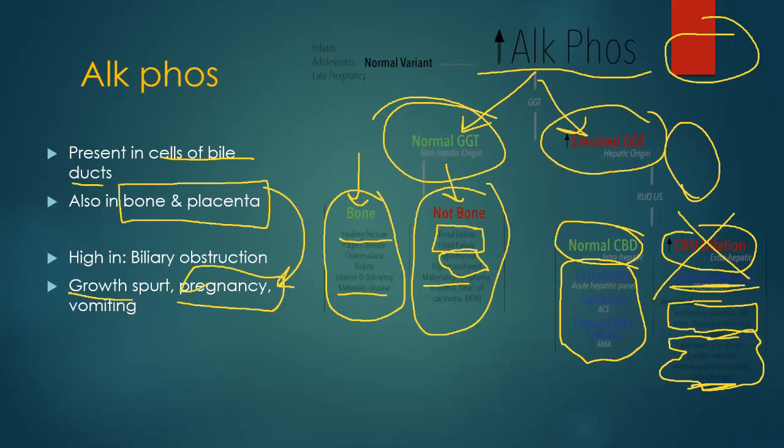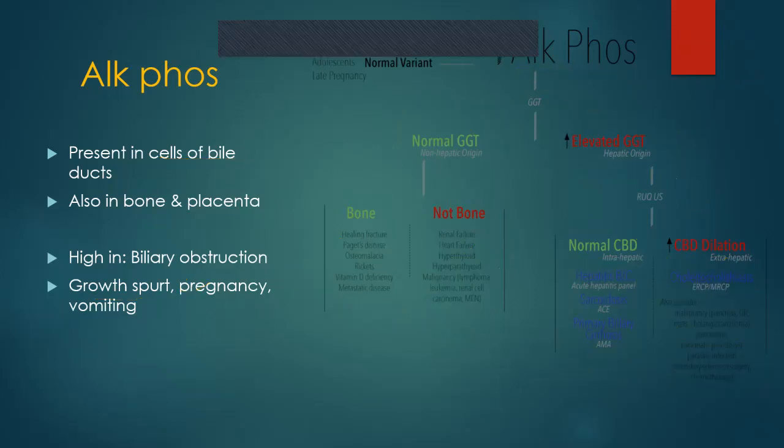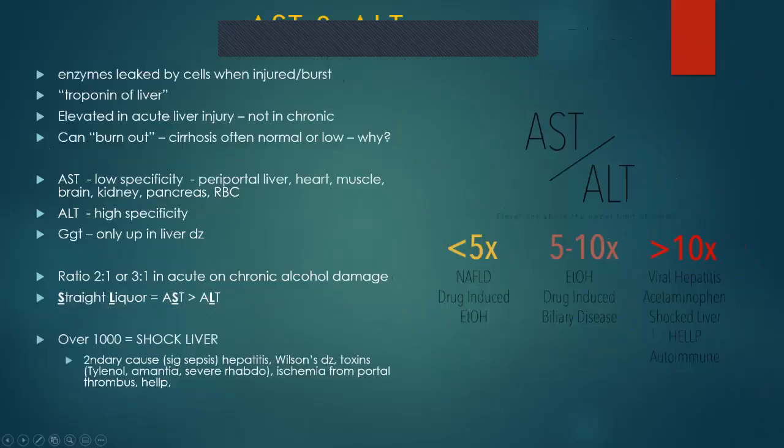You can also have a growth spurt, or you could have just vomited. That can cause your ALK phos to be high also. So ALK phos is pretty non-specific, but it's really good to note that we're going to look in places of bone, places of liver, and places of pregnancy.